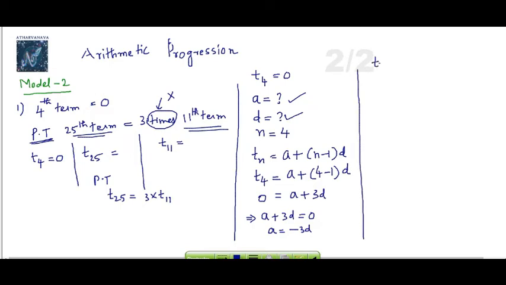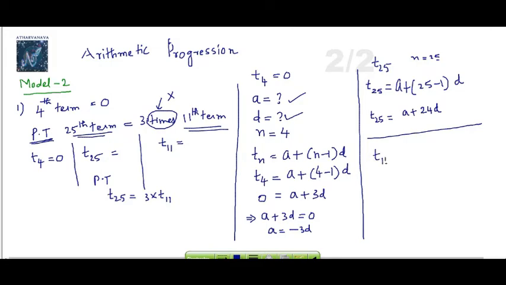Next we will find T25. Similarly, I am writing directly. T25 is equal to A plus N minus 1, where N is 25 here. For T25, N is 25, isn't it? So I will write that. Then 25 minus 1 into D, which will be A plus 24D. Do we have the T25 value? No, I don't have it. I just write T25 is equal to A plus 24D. This is over. Next, we need to find T11 respectively.